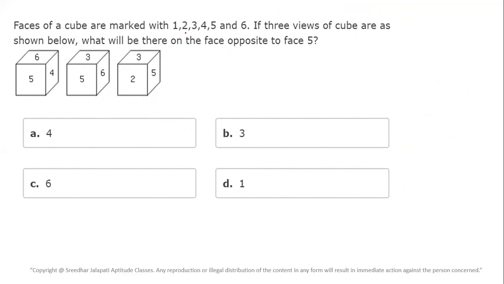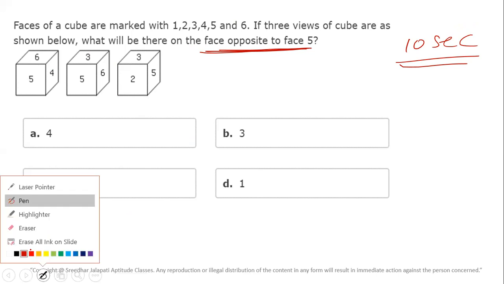Faces of a cube are marked with 1, 2, 3, 4, 5, and 6. So far we have answered only 2 views questions. You will be given 3, 4, 5 views also. Here 3 views are given. What will be there on the face opposite to 5? 10 seconds time, quickly find out your answer. Time is up. So here is the answer.